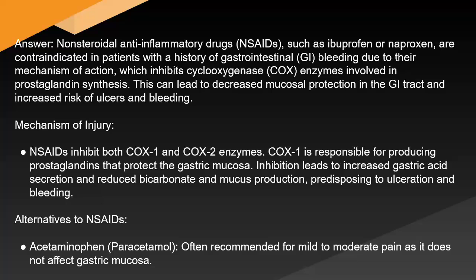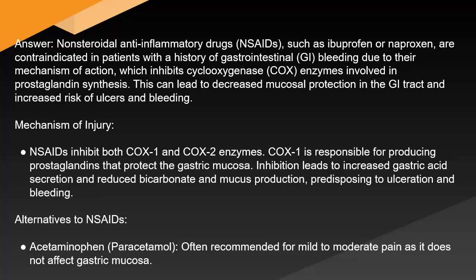Mechanism of injury: NSAIDs inhibit both COX-1 and COX-2 enzymes. COX-1 is responsible for producing prostaglandins that protect the gastric mucosa. Inhibition leads to increased gastric acid secretion and reduced bicarbonate and mucus production, predisposing to ulceration and bleeding.